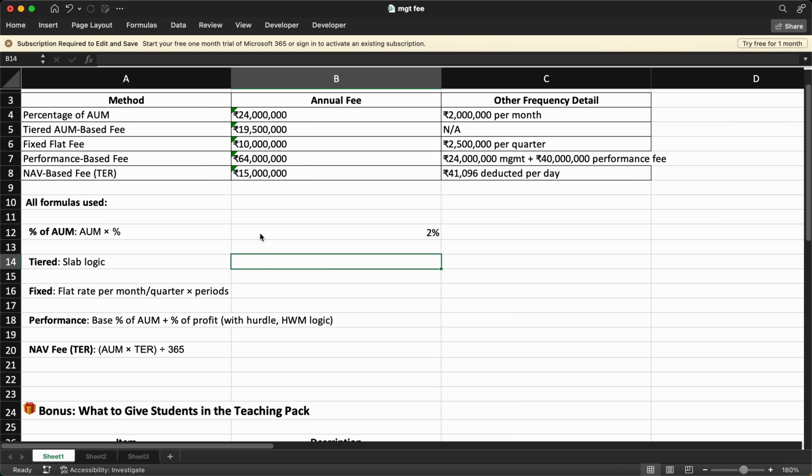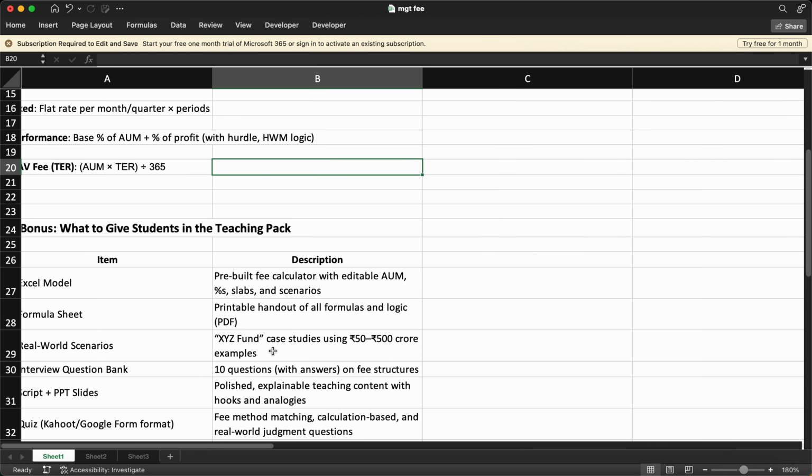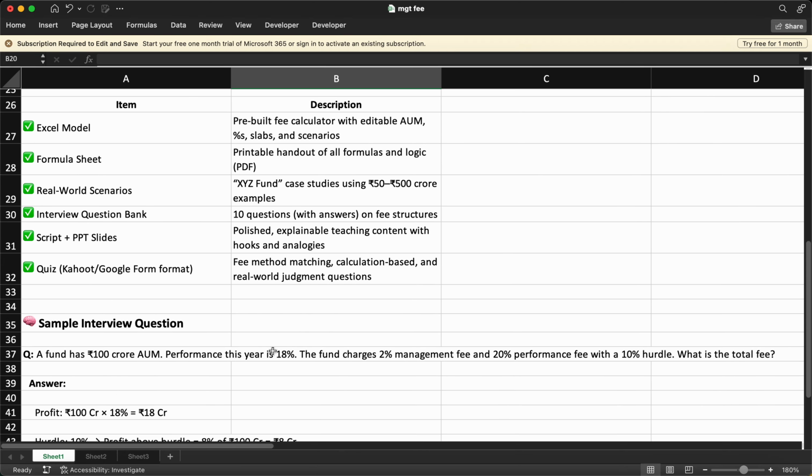Slab based means, for example, up to 50 million it will be 2%, 50 to 100 it may be 1.5%, and above 100 it may go to 1%. Flat and fixed is used for small businesses. Then performance based uses the high watermark and hurdle logic. And the tier will be divided by 365, which is mostly used in mutual funds. So anyhow, this is a model.